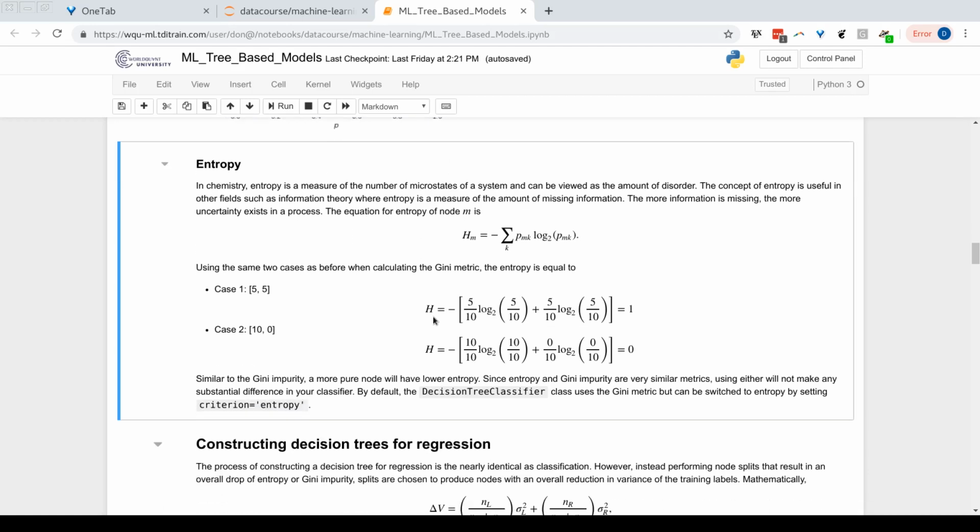Okay, so the equation for entropy is defined here. So once again, p_mk is going to represent this relative fraction. It's going to represent the fraction of observations that are in class k in node m.